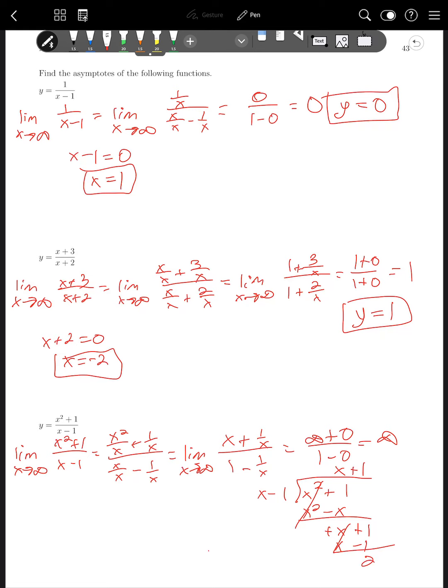So we get y equals x plus 1 plus 2 over x minus 1. As x goes to infinity, this goes to 0. So that leaves us with y equals x plus 1. And the last thing, set the denominator equal to 0. So the vertical asymptote is at x equals 1.